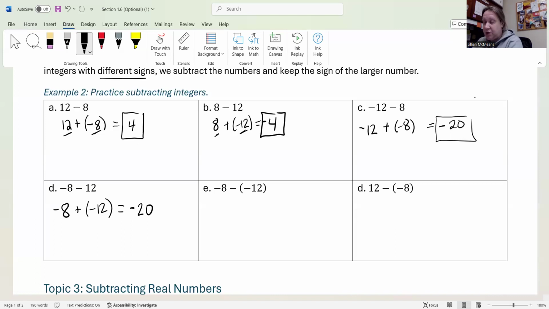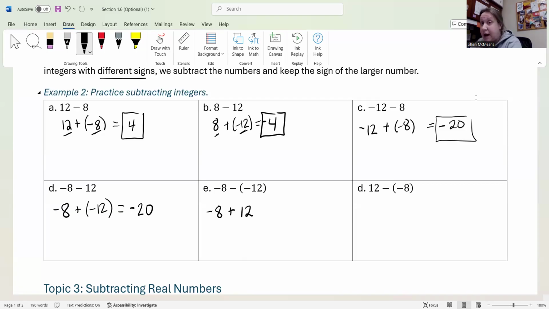All right, part E, we have -8 minus -12. So here's where we're starting to subtract those negatives. So I'm going to keep the -8, but instead of subtracting -12, I'm going to add the opposite of -12. The opposite of -12 is +12. Okay, so now I'm adding two numbers with different signs.